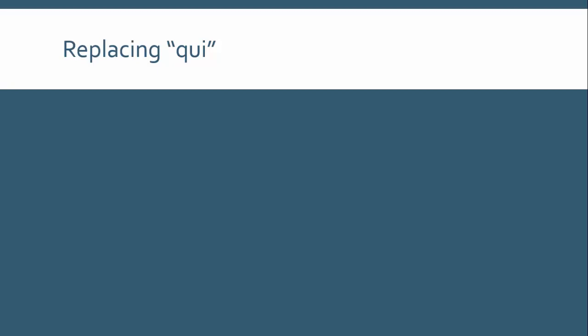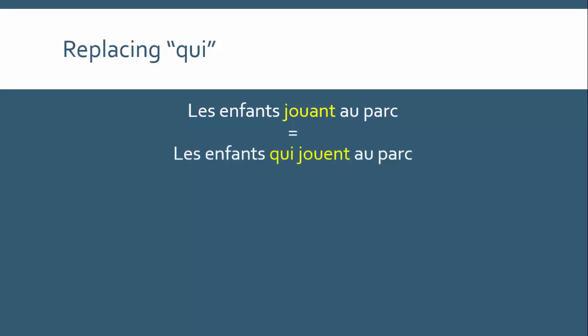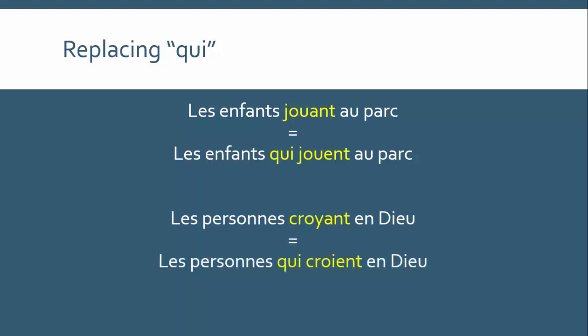For example, you might read Les enfants jouant au parc, the children playing in the park. This is exactly the same as Les enfants qui jouent au parc. Okay, the children who are playing in the park. We just use the present participle in writing to avoid repetition of qui. In speaking, we have a tendency to repeat qui an awful lot. And so in writing, because they like concision and not so much repetition, to use the present participle is a little bit more appropriate. Similarly, we can say things like les personnes croyant en Dieu, the people believing in God, and that's the same as les personnes qui croient en Dieu, which is much more common in the spoken language.